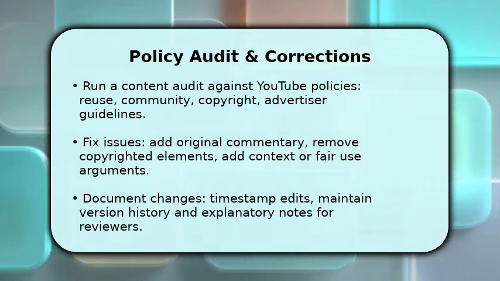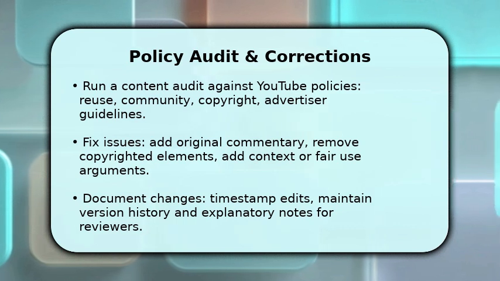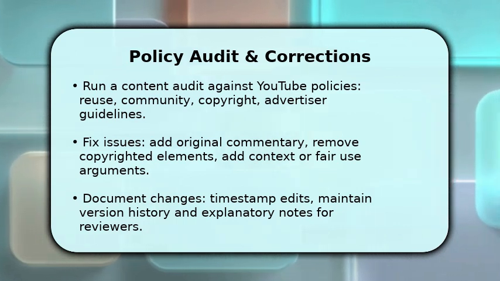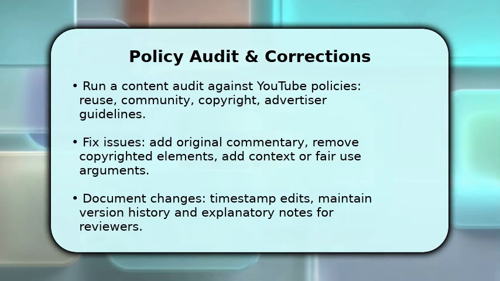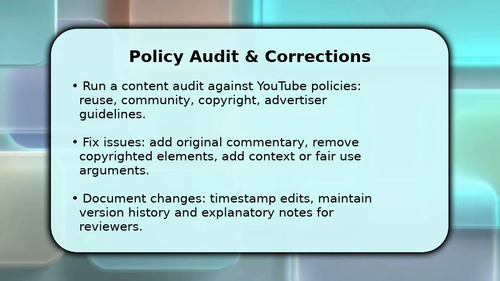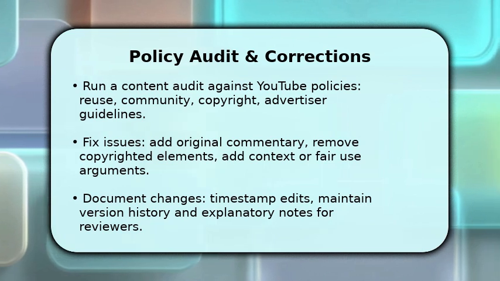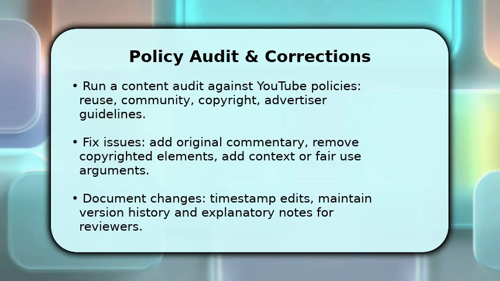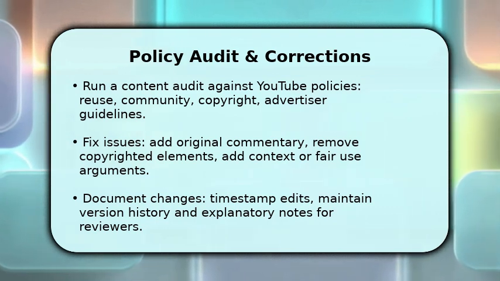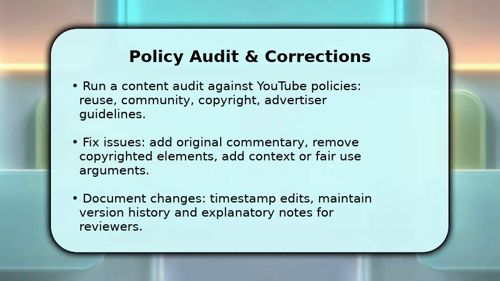Compare each video to YouTube's reuse, community, copyright, and advertiser policies to find precise violations. If content is reused, add clear original commentary or transformative elements. If copyright issues exist, replace or license audio and clips, or remove them entirely. For borderline cases, add on-screen context and timestamps that explain purpose and intent. Document every edit and keep version history, so you can show reviewers exactly what changed and why.